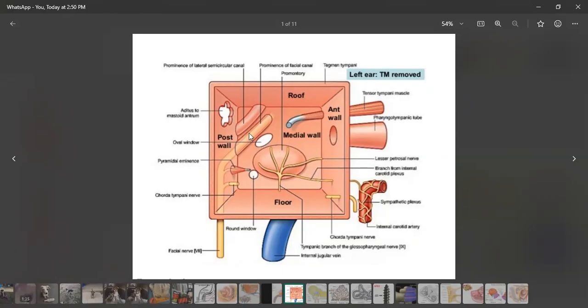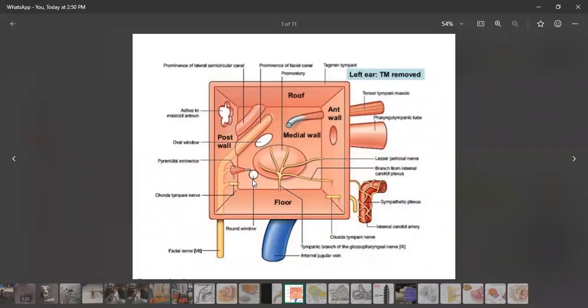Then above the promontory, you have this oval window. The oval window is usually covered by the stapes bone. I'll show you that later, but that's covered by the stapes bone. And underneath that, below the promontory, you have the round window. The round window is covered by fibrous tissue, which we call the secondary tympanic membrane. Okay, so that's the round window.